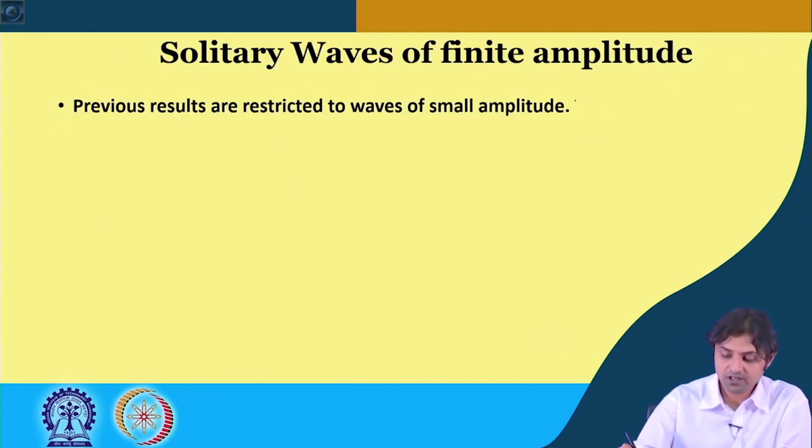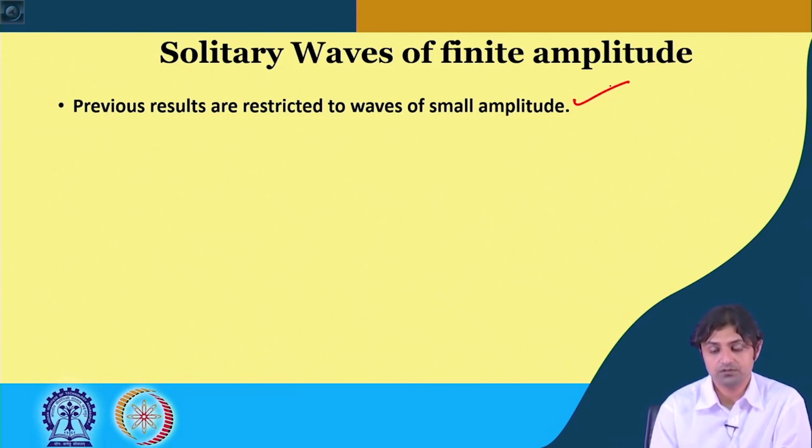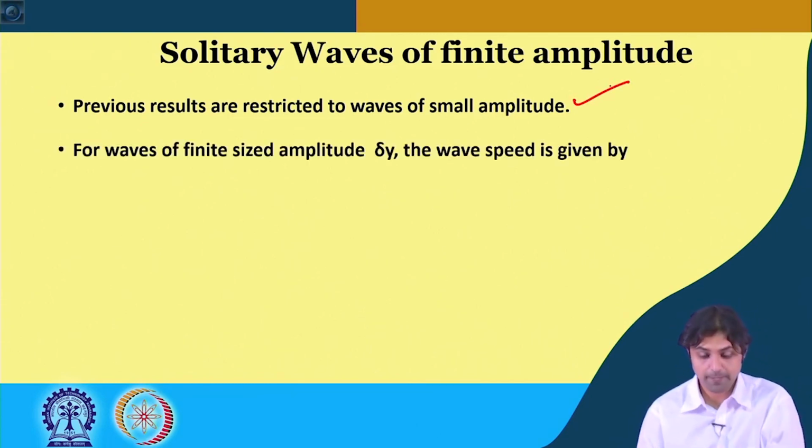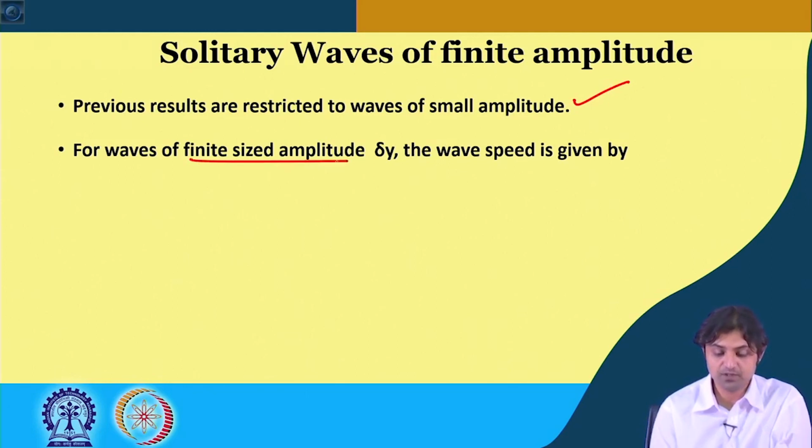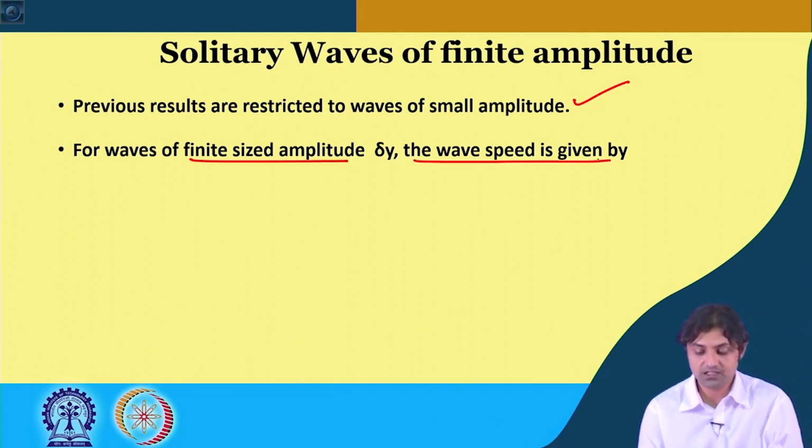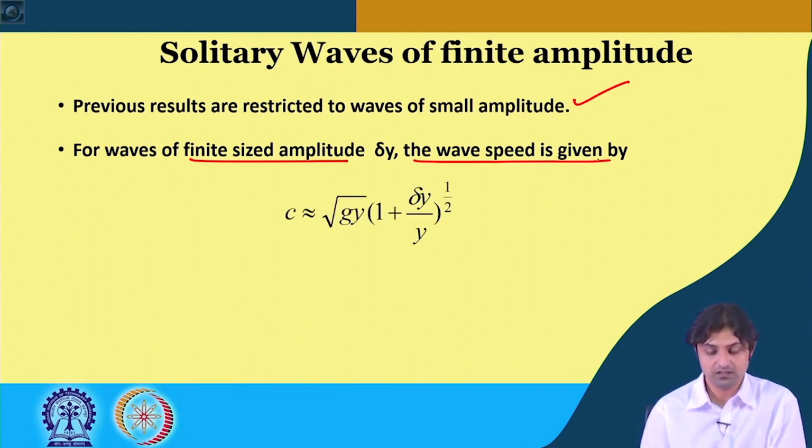But the previous results that have been obtained are restricted to waves of small amplitude. That is very important to remember. But if the waves are of finite size, that means they are no longer small amplitude, then the wave speed is given by this. You can try to remember this formula, but the derivation is not in the scope of this course. So, c is given by under root g y multiplied by 1 plus delta y by y, to the power half.